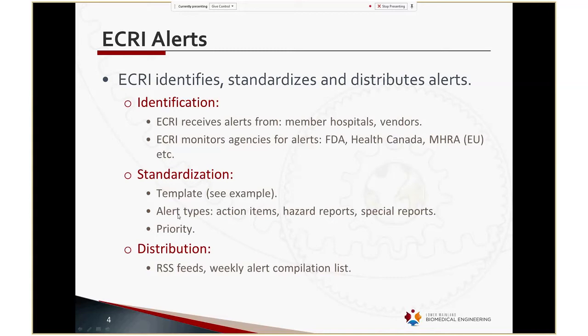In addition to the RSS feeds, there's also a weekly alert compilation list. And so that weekly alert list is distributed at midnight on Thursday, so at the end of Thursday, beginning of Friday. And that weekly compilation list includes all of the alerts that were distributed from the previous week. And so it's that weekly alert compilation list that drives our provincial BC alerts process.